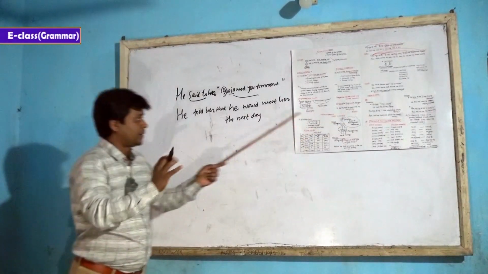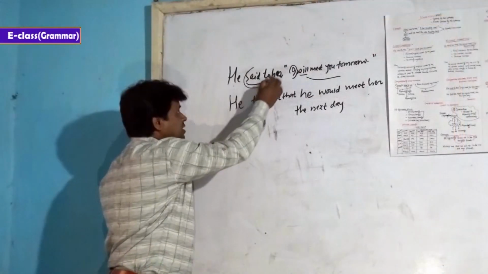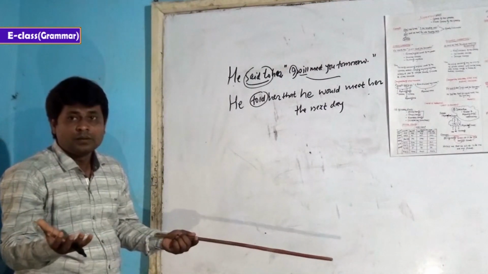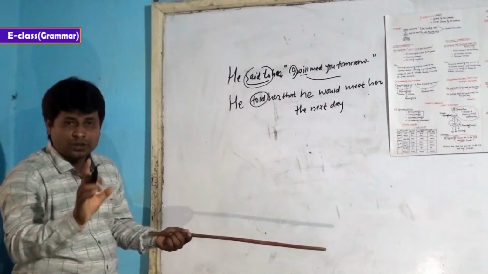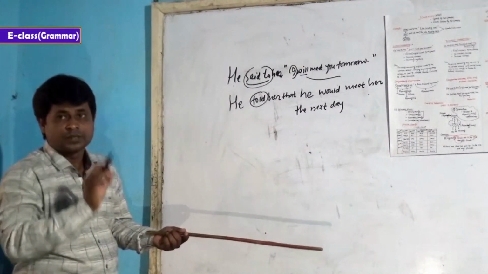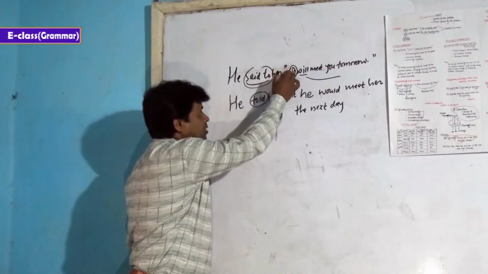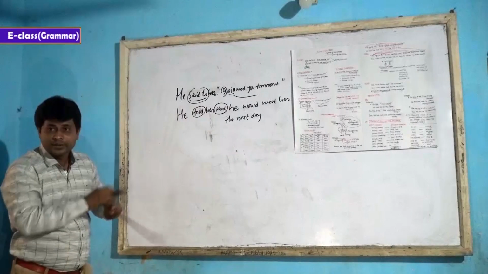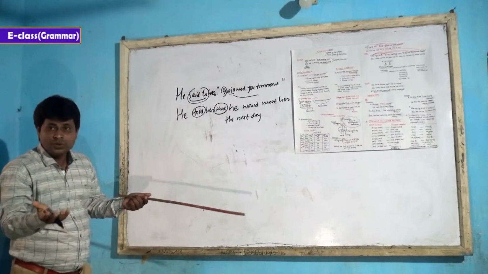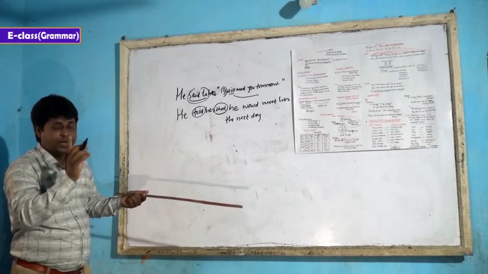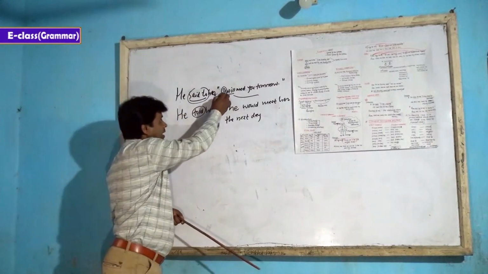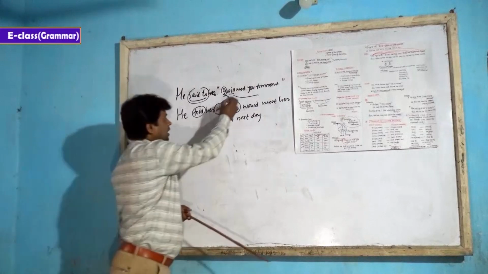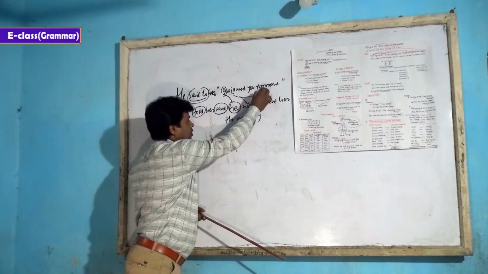Now let's compare. This "said to" has been changed into "told" here. Why? We'll discuss. These inverted commas have been omitted, and "that" is used in their place. Why? Do you know? Again, I'll clarify. This "I" has been changed into "he". Why? "Will" into "would", and "tomorrow" into "next day".